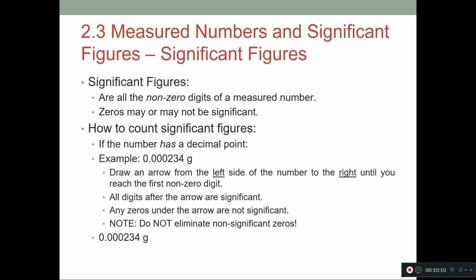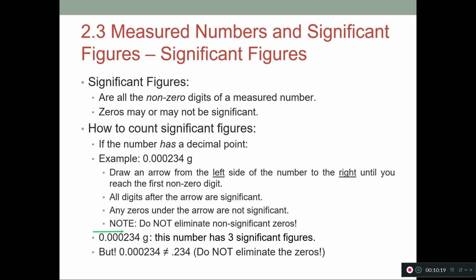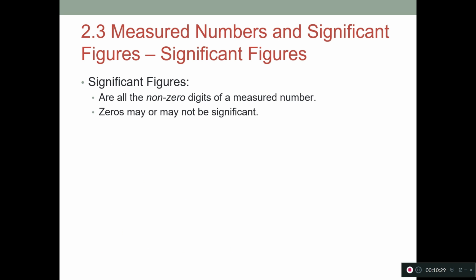And so when we have this number here, we put that arrow over the zeros until we get to the first non-zero, and so we see that we just have 3 significant figures here. But again, we don't want to drop those zeros because 0.000234 is not equal to 0.234, so we do not want to eliminate those zeros.